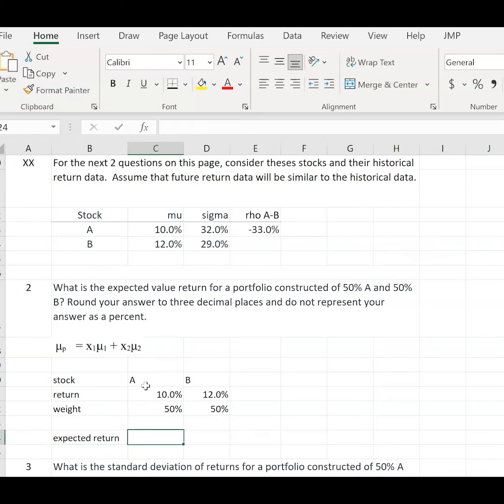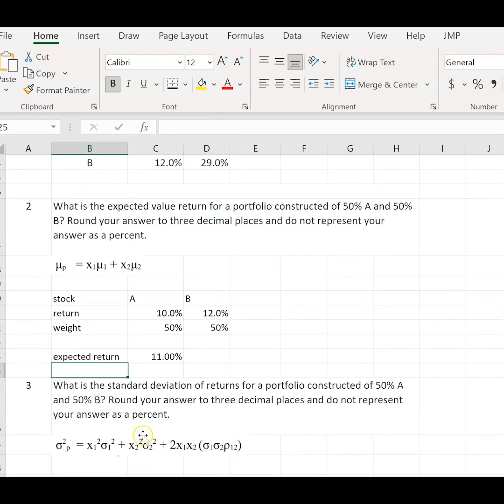If we go ahead and find that expected return, we'll take the weight of stock A times the return of stock A plus the weight of stock B times the return of stock B. All right, and we get 11%, and that's the correct answer. So we'll move forward to question 3, where we're solving for the standard deviation of these stocks.